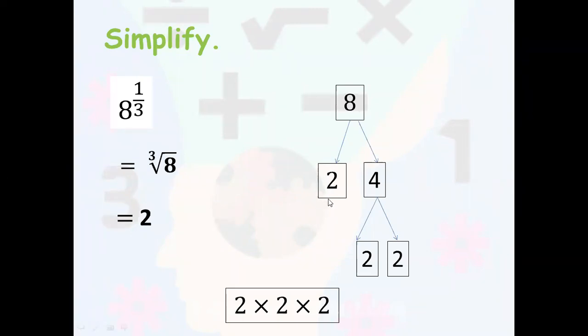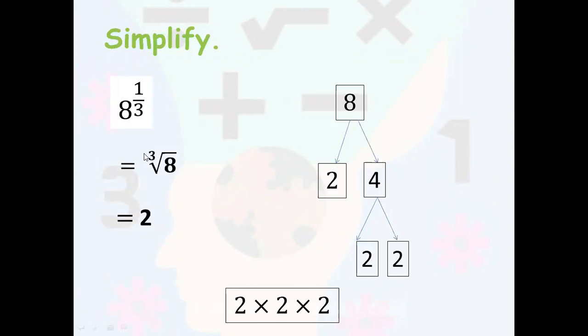Now 2 is a prime number, so just leave this 2 alone. But 4 is not a prime number, so we again divide 4 into 2 parts. That's 2 multiplied by 2. So this is how you write the prime factorization: 2 multiplied by 2 multiplied by 2. See, 1, 2, 3. So we have three 2's, right?